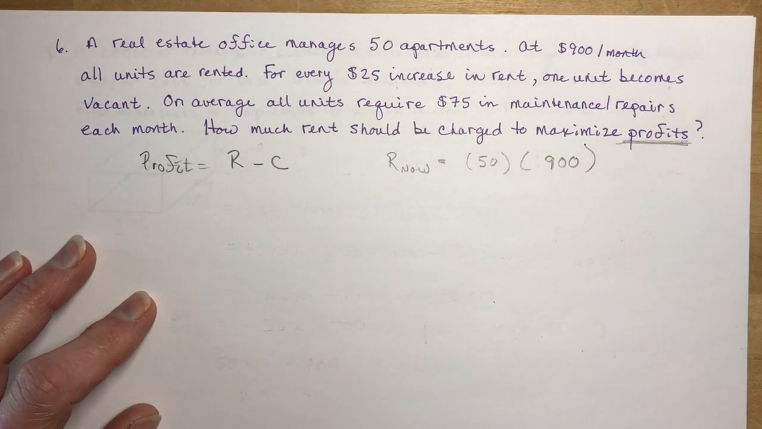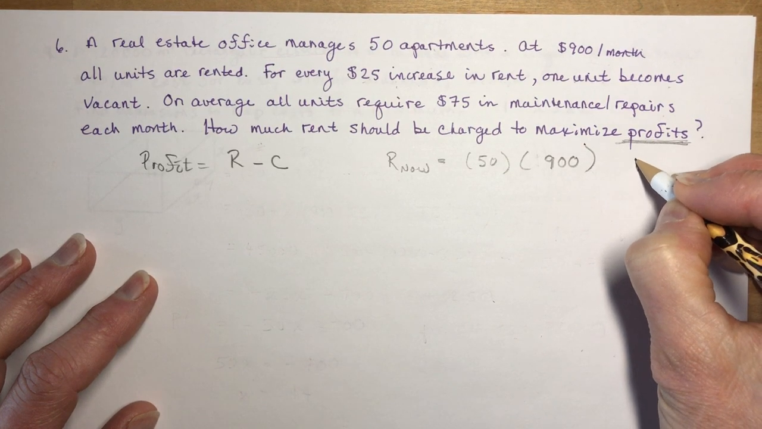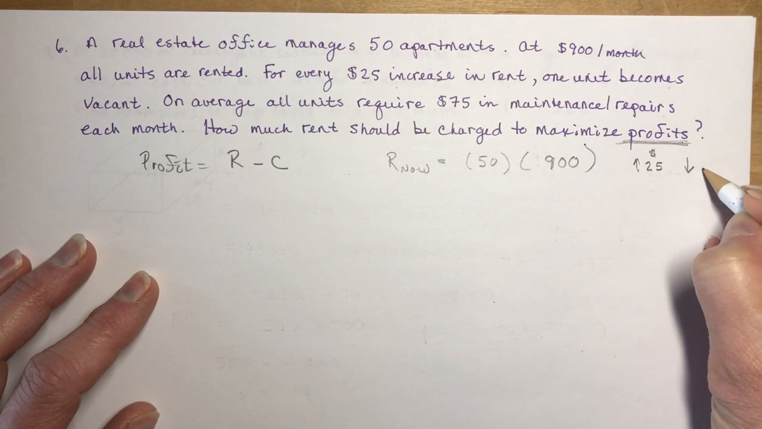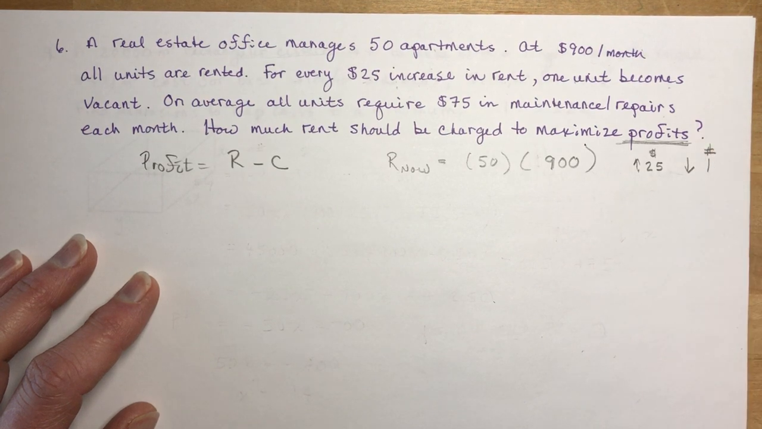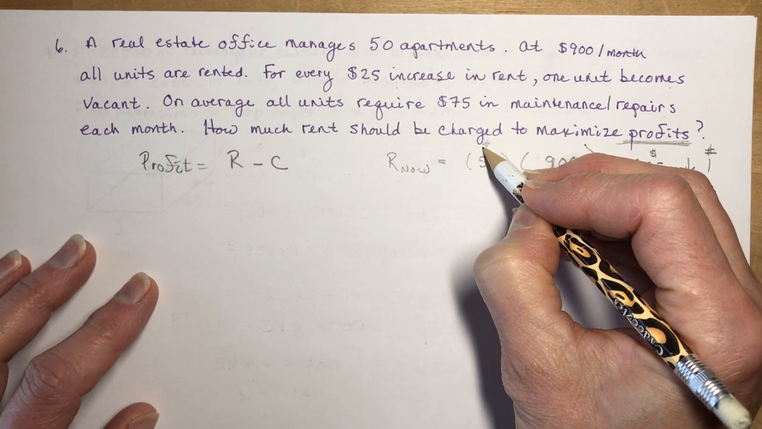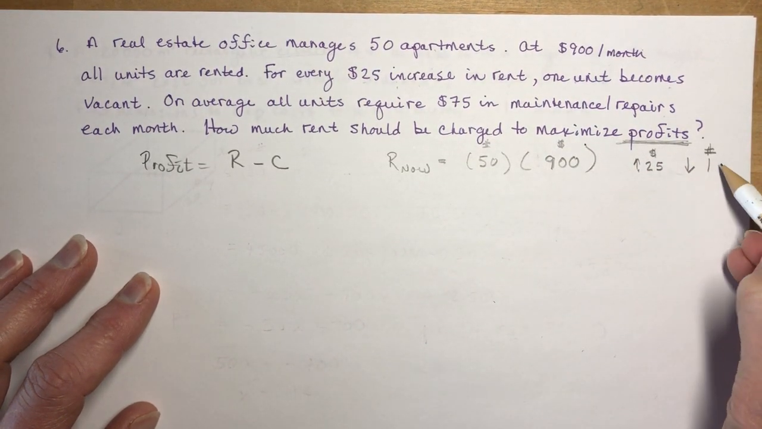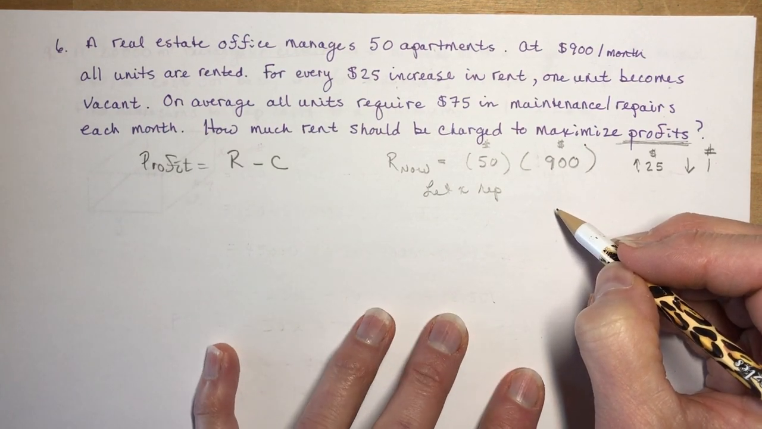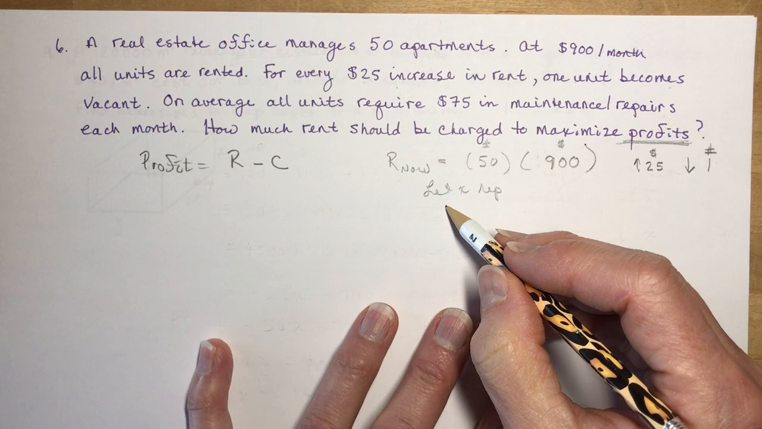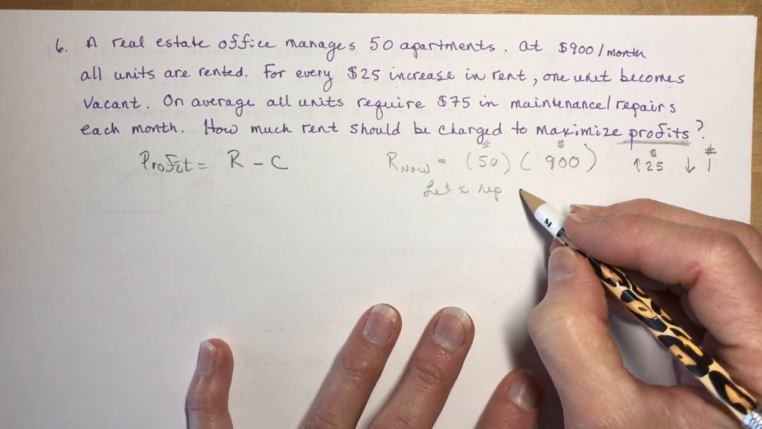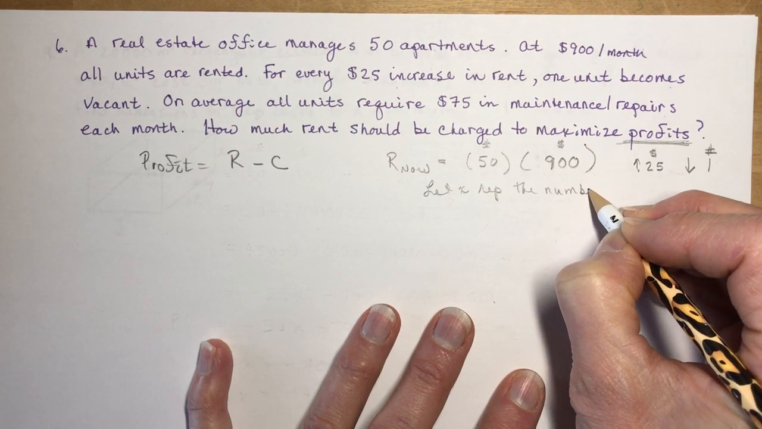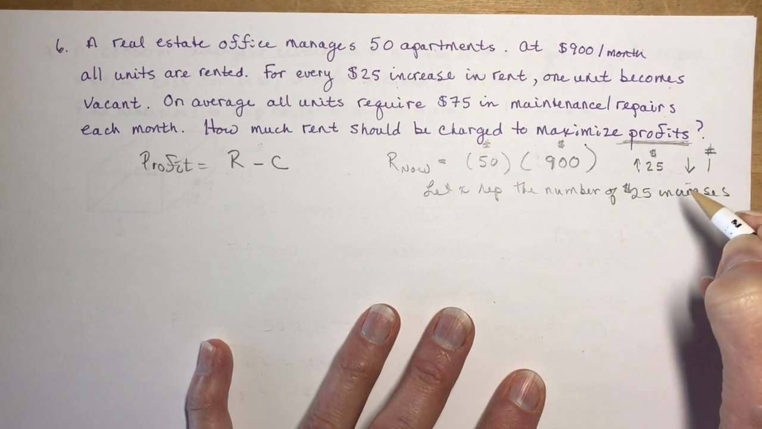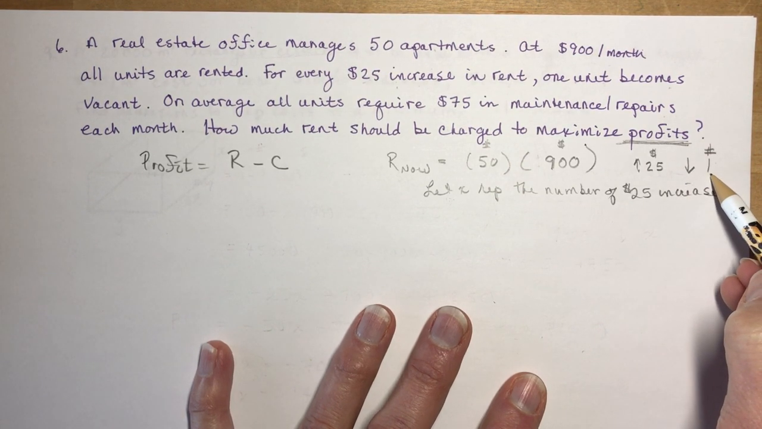So there's my revenue. But it says for every $25, so if I increase by $25, this is my dollars, I lose one, and this is my numbers. So this is my numbers, and this is my dollars, right? Numbers, dollars. So we're going to let X represent, and this is where it gets tricky, because you have to understand what you're letting X be here. Let X represent the number of $25 increases. Or you could say let X represent the number of rental losses, whatever way you want to put it.